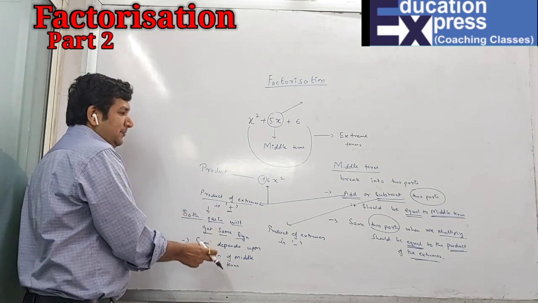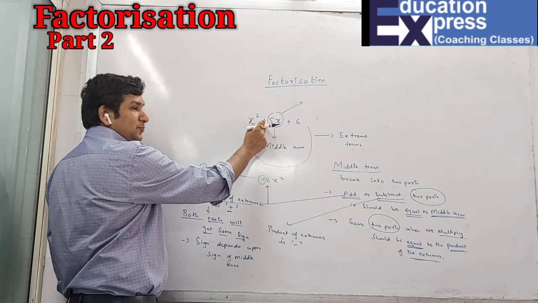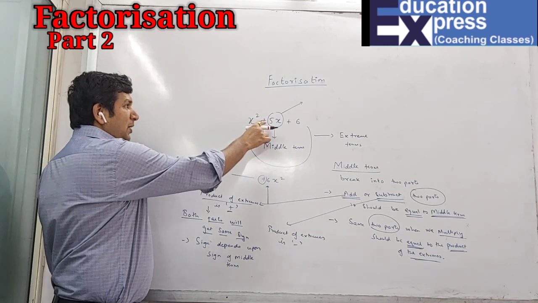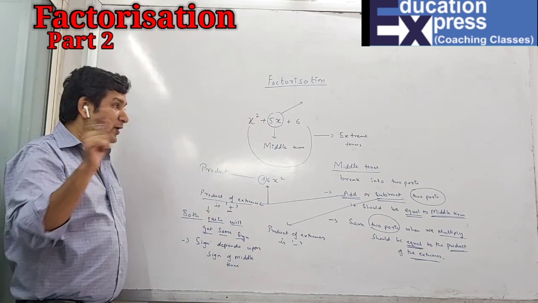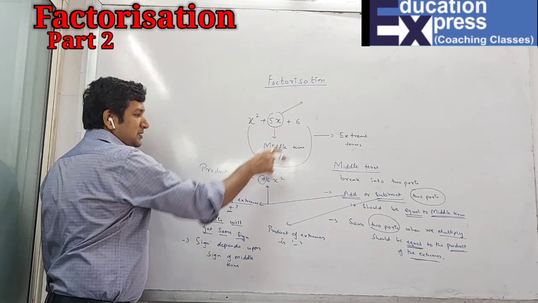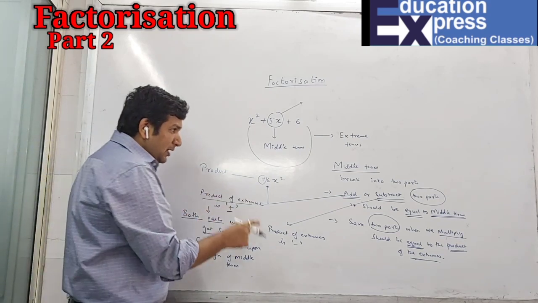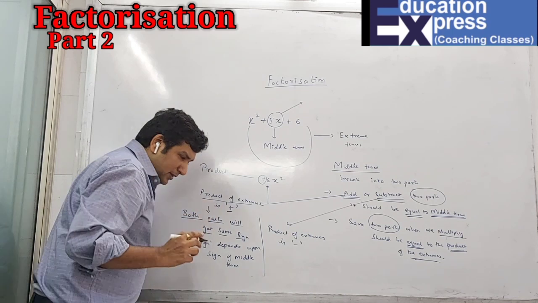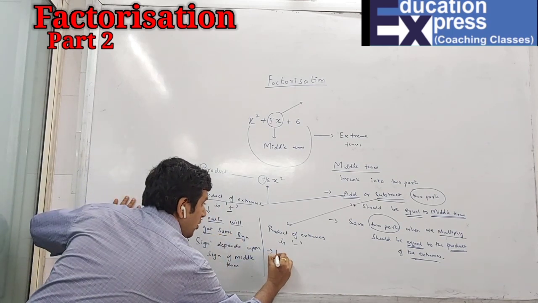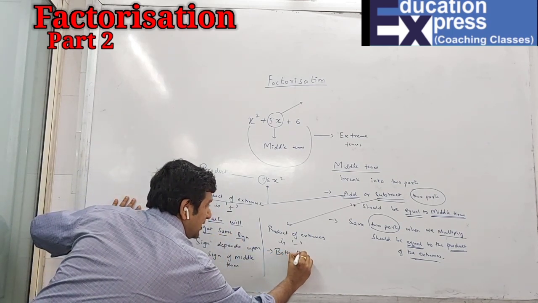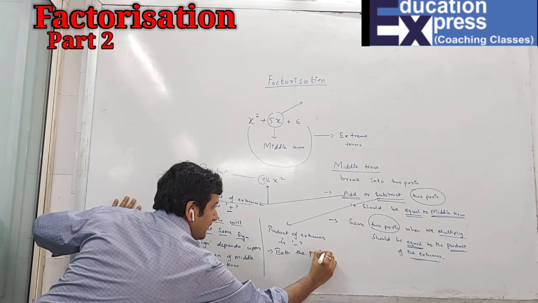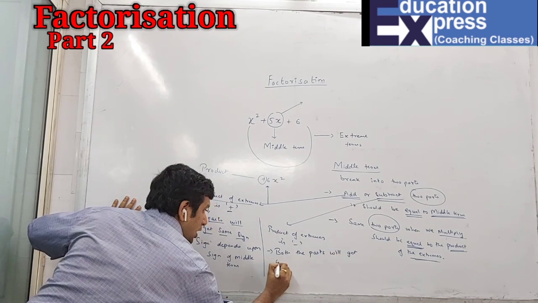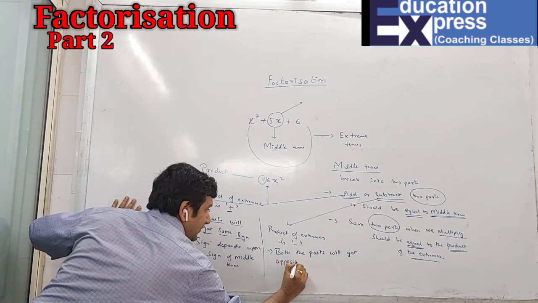So here, the sign of the middle term is plus, that means both the parts will get plus sign. If this would have been minus, then both will get minus, because the product of the extremes is plus 6x squared. Similarly, if the product would have been negative, then both the parts will get opposite signs.